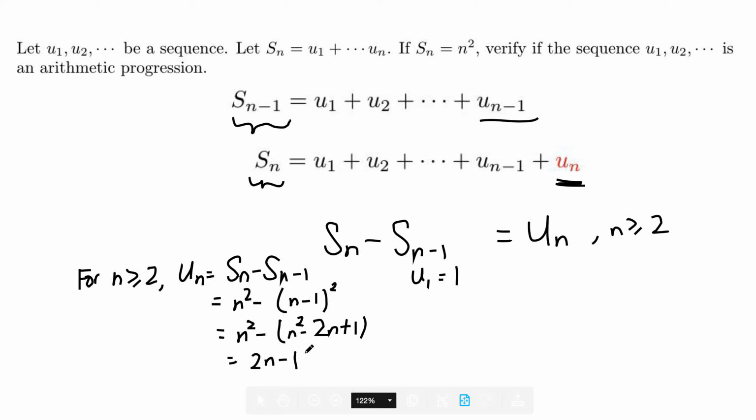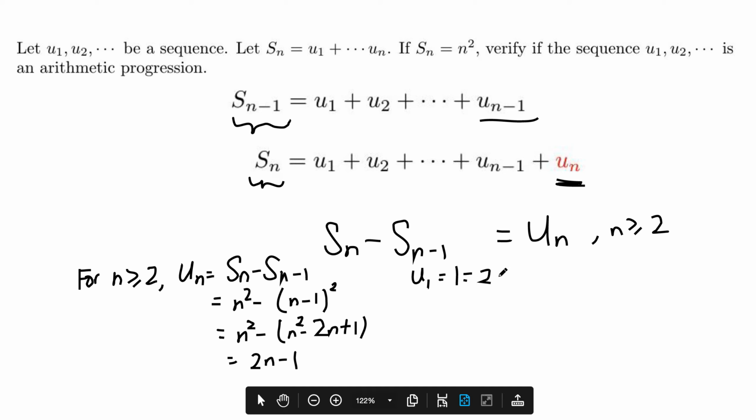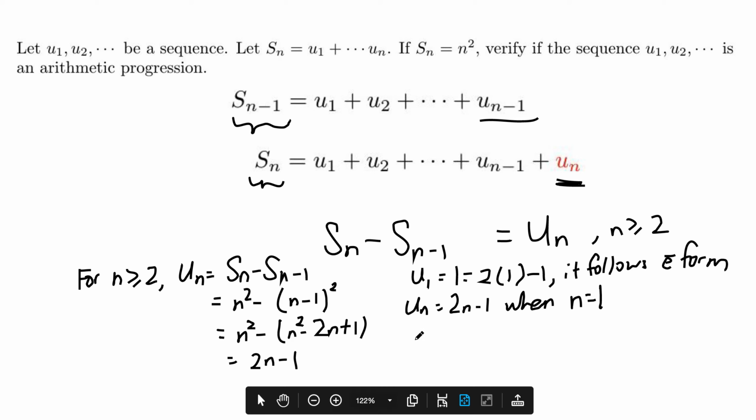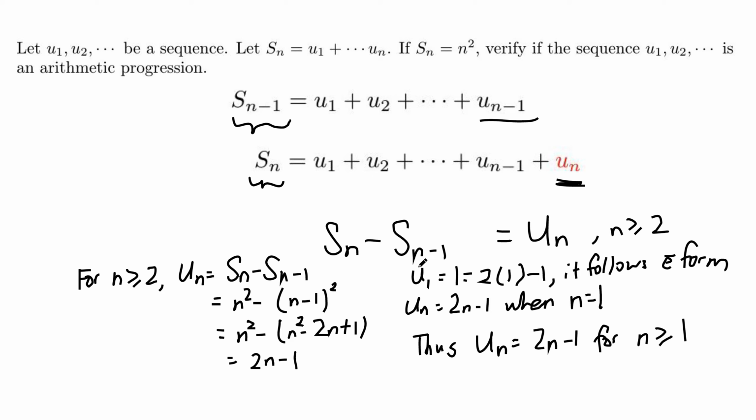And since 1 does satisfy 2n minus 1, because 1 is equal to 2 times 1 minus 1, we say it follows the form un equals 2n minus 1 when n equals 1. And thus, we can conclude that for n greater than or equal to 1, we can write un equals 2n minus 1. Previously, we were only able to verify it for n greater than or equal to 2, right? Because n minus 1 here, the subscript of this sum, had to be at least 1.